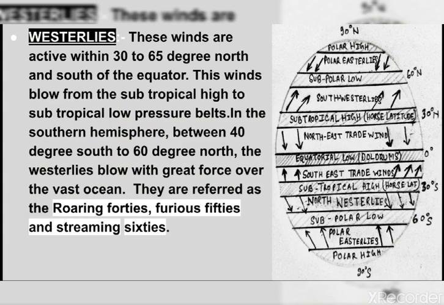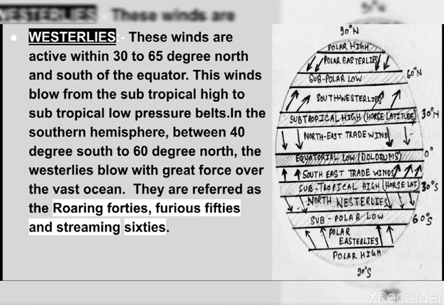The next one is westerlies. The westerlies blow between the latitudes of 30 degrees to 60 degrees north and south of the equator. These winds blow in a direction opposite to the trades, and are also known as anti-trades. They blow from the subtropical high pressure belt to the subpolar low pressure belt.